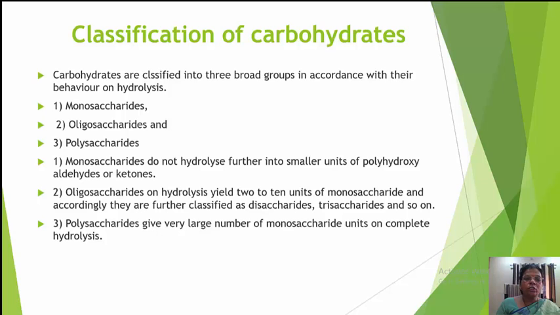Oligosaccharides on hydrolysis give 2 to 10 units of monosaccharides, and therefore they are further classified as disaccharides, trisaccharides, tetrasaccharides, and so on. Polysaccharides on hydrolysis give a large number of units of monosaccharides.